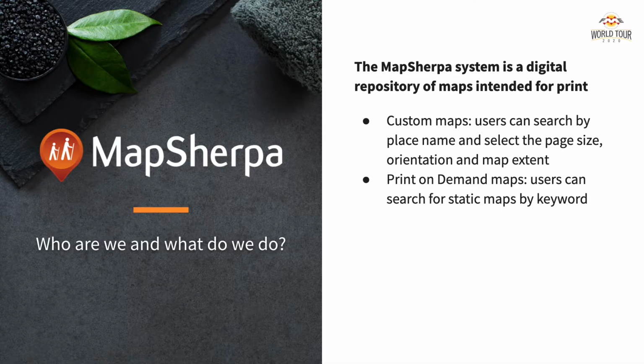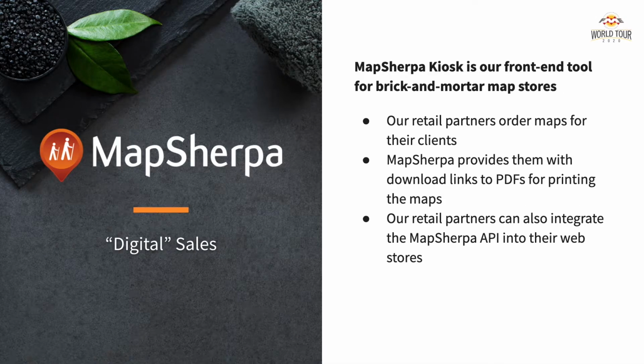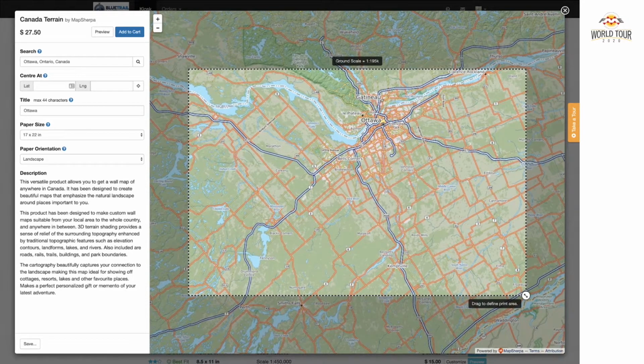There's no customization. So MapSherpa Kiosk is our front-end tool for our partners who have physical stores. Our retail partners will order maps for their clients, and MapSherpa gives them download links that they can print. They are also able to integrate our API into their web stores. These are our digital sales. This is an example of customizing a map in Kiosk, where you can search, center the map, set your title, your page size, and orientation, and make adjustments to the extent.